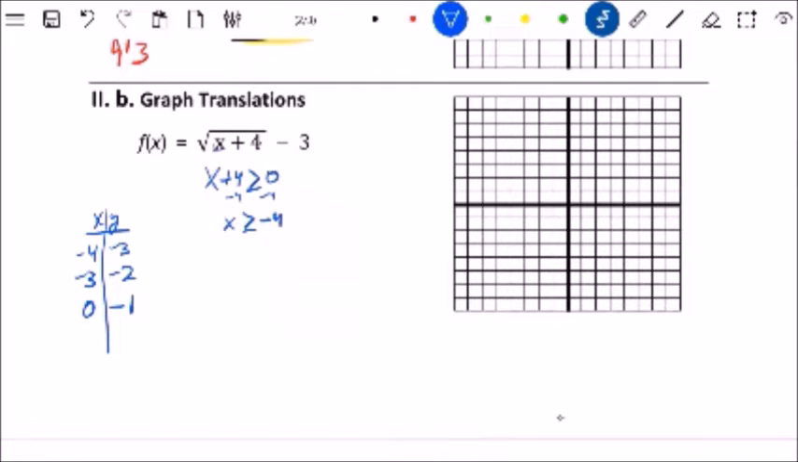Now, I'm going to put the points: -4 and -3, -3 and -2, 0 and -1. Now the parent function is here, here, and 1, 2, 3, 4, and 2. That's the parent function. So one way to think about this is that because of the +4, we're going to move to the left 4 spaces. So this point here, 1, 2, 3, 4. This point, the -3, goes down 1, 2, 3, and guess what? We're at the same place.